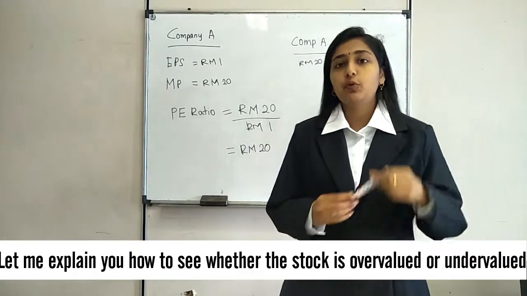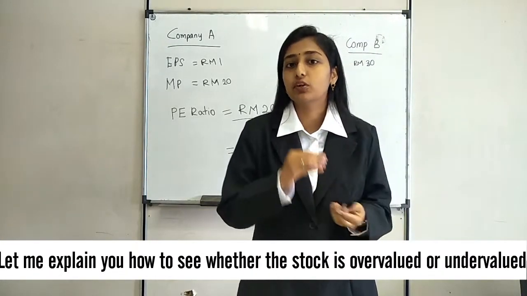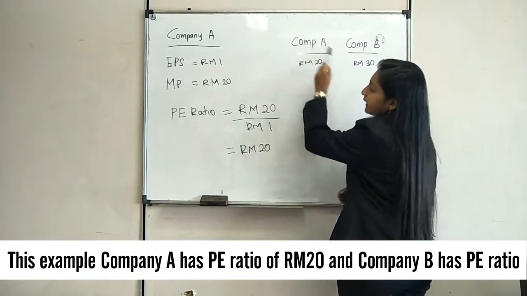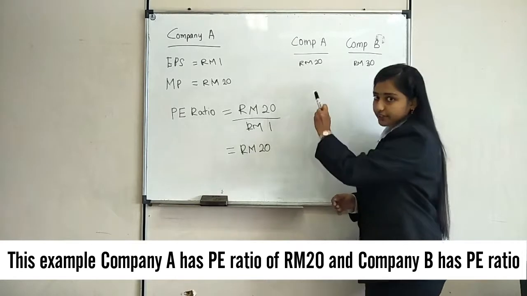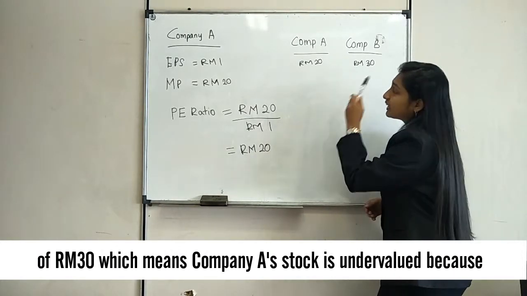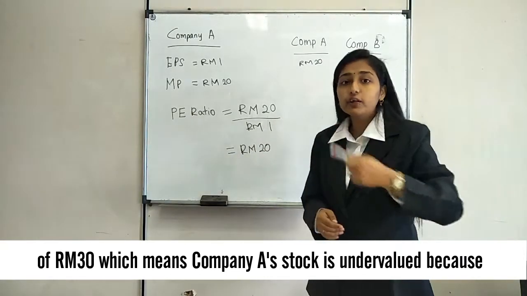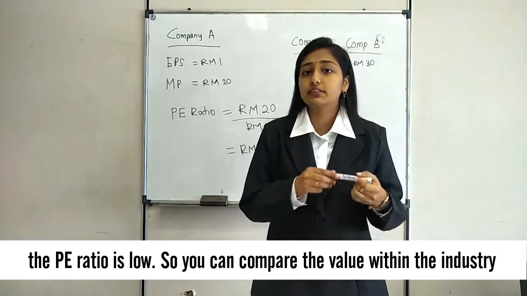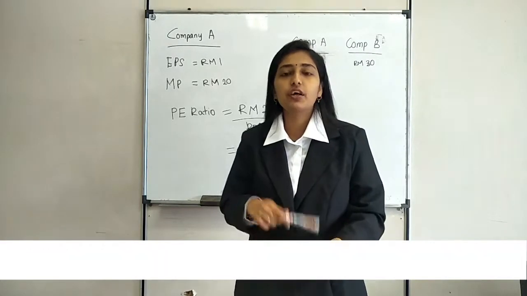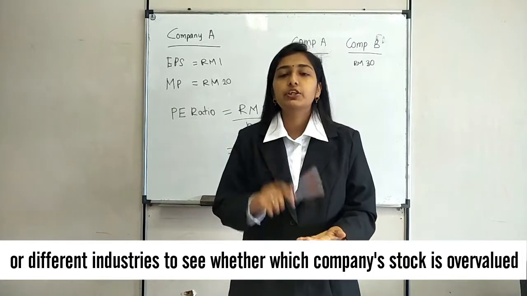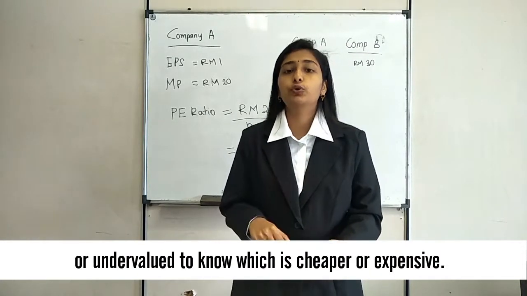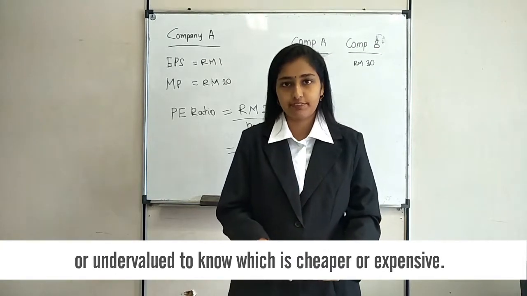Let me explain how to see whether the stock is overvalued or undervalued. In this example, company A has a PE ratio of 20 and company B has a PE ratio of 30, which means company A stock is undervalued because the PE ratio is low. So you can compare the value within the industry or across different industries to see which company stock is overvalued or undervalued, to know which is cheaper or more expensive.